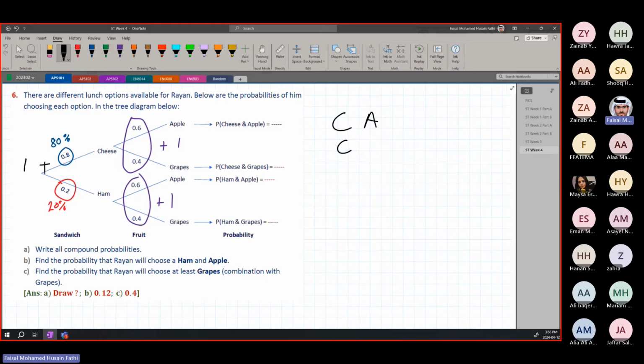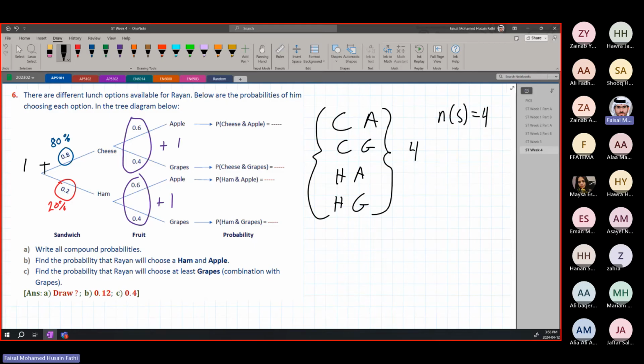Then we have cheese, grapes. Then we have ham, apple. Then we have ham, grapes. We have 4 possibilities in total. Okay, 4. So n of the sample space is equal to 4. That's part A. Part B, find the probability that Ryan will choose a ham and apple.